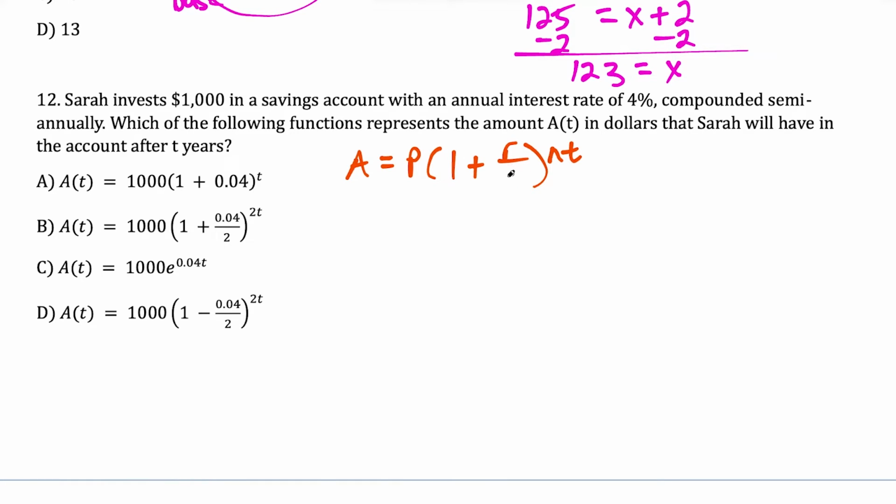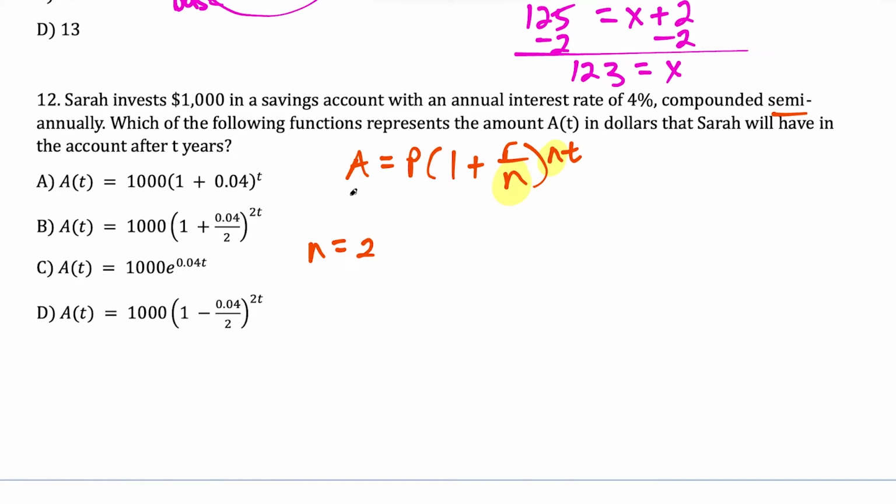So let me just actually not erase. We're going to highlight instead. So we're looking at the term N here. And this represents the number of times the amount is compounded per year. So if we're compounding semi-annually, semi means twice a year. Okay, so it's going to happen halfway through the year, and it's going to happen at the end of the year. So this tells us that N is equal to 2.